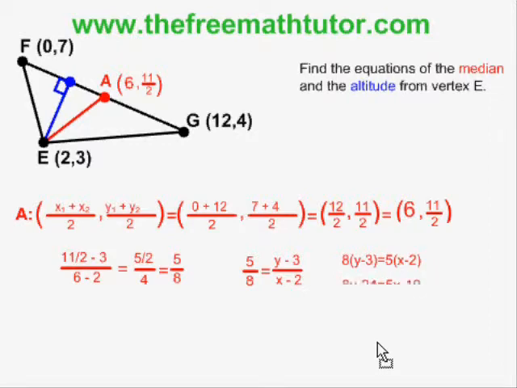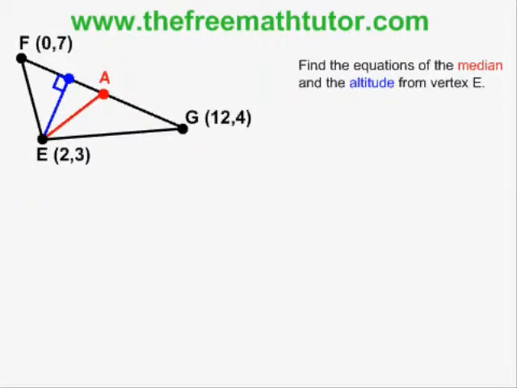And I simplify that and give my equation in the form ax plus by plus c equals 0 or y equals mx plus b, whichever I prefer. In this case, I prefer y equals mx plus b, so I am giving my final answer for the equation of the median as y equals 5/8 x plus 14/8. Now let's find the equation of the altitude.